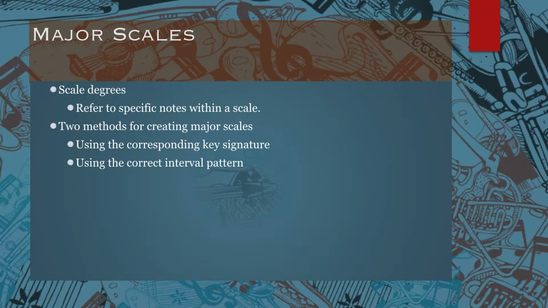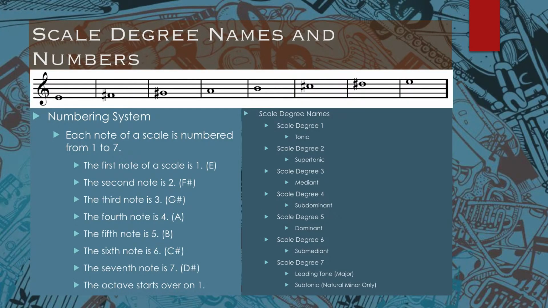The other option is to use a correct interval pattern, and that's something I'm going to talk about in a moment, but it's better to do that with an actual example. So let's talk about scale degree names and numbers. Each note of a scale is numbered from 1 to 7. So in this particular scale, we have an E major scale. You can check your circle of fifths and you'll find that E major has 4 sharps: F, C, G, and D. And you'll notice there are no sharps other than F sharp, C sharp, G sharp, and D sharp in this scale, on the second, third, sixth, and seventh scale degree.